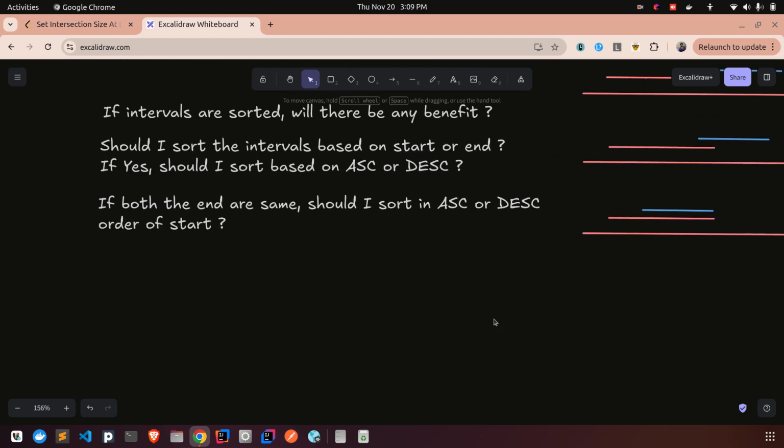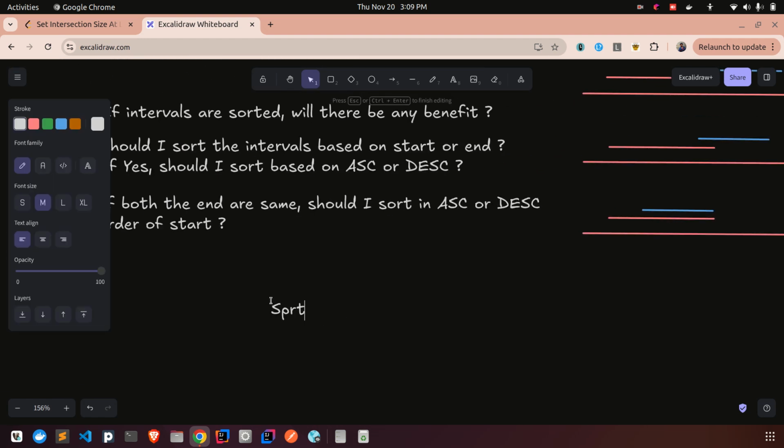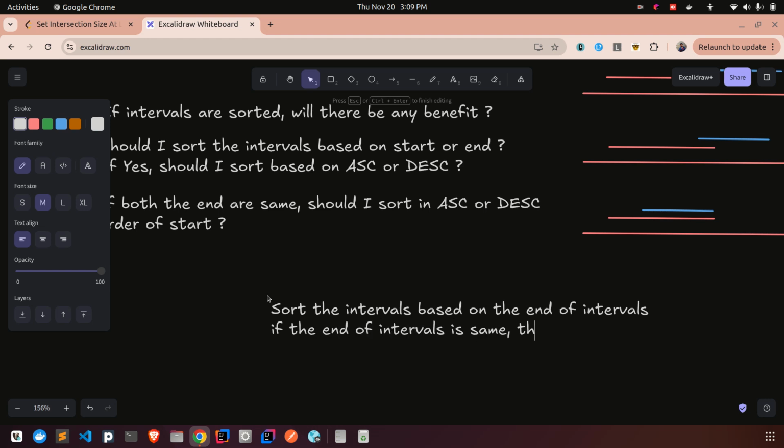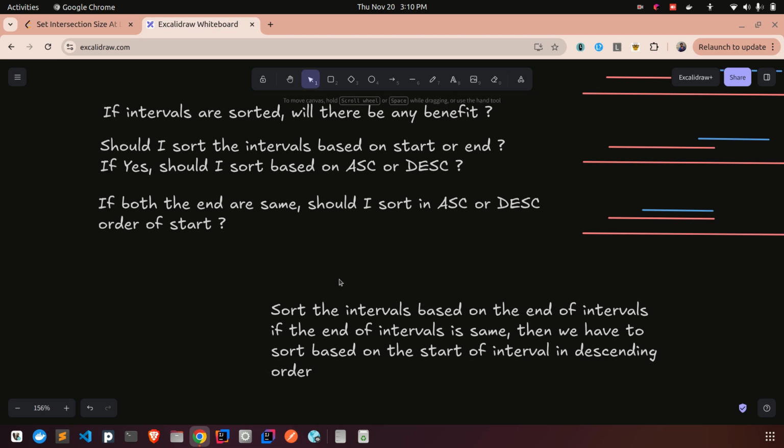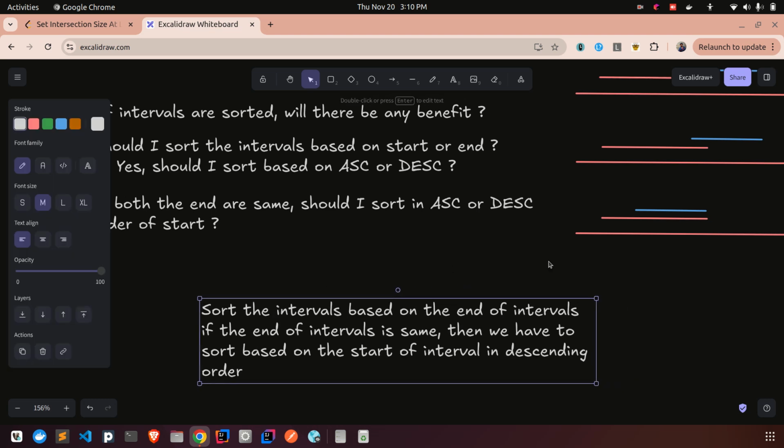So the bottom line is we have to sort the intervals based on the end of the interval first. If the ends of the intervals are the same, then we have to sort based on the start of the interval in descending order. I hope you understood why it is descending order from this particular example.